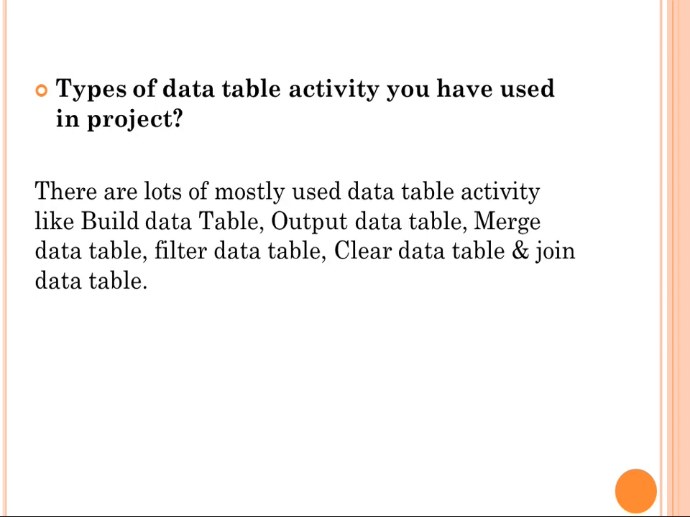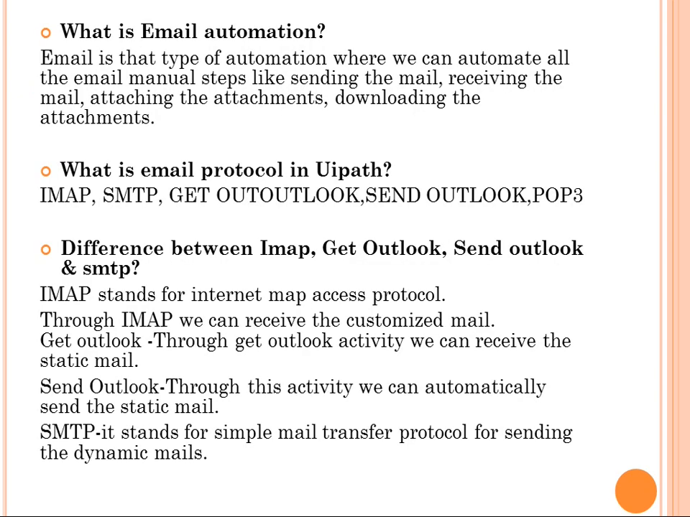Types of data table activities you have used. What type of data activities? Like build data table, output data table, merge data table. These are the basic activities. There are different activities, like we can add rows, remove rows, find a row, remove a row with the remove at activity, or we can add columns and remove columns. Okay, let's move towards the next question. This is all about some activities of data table. You can walk through them from the activity panel of UiPath.